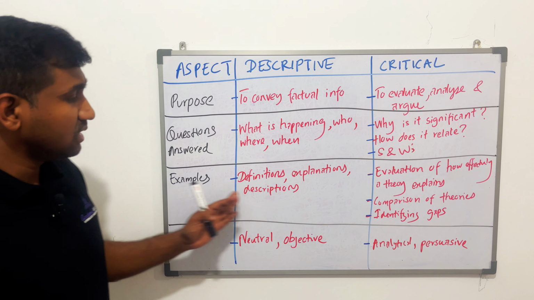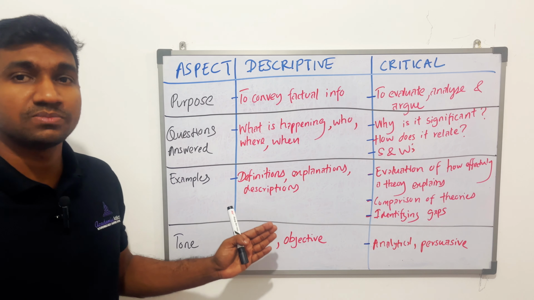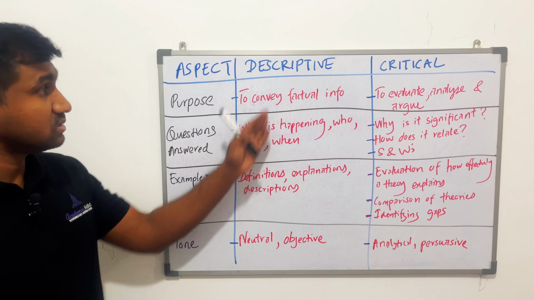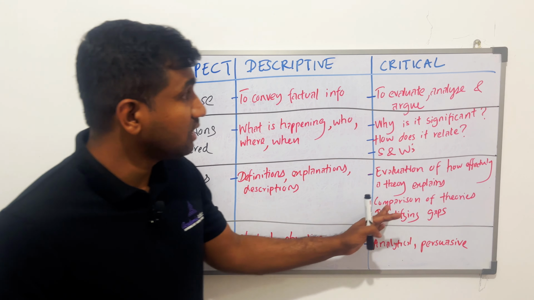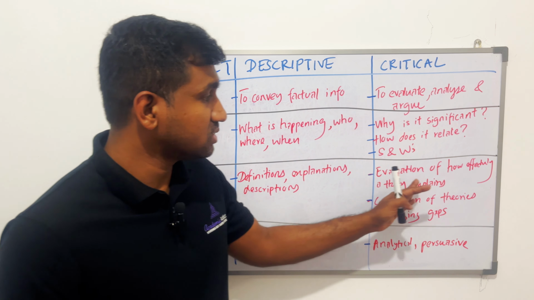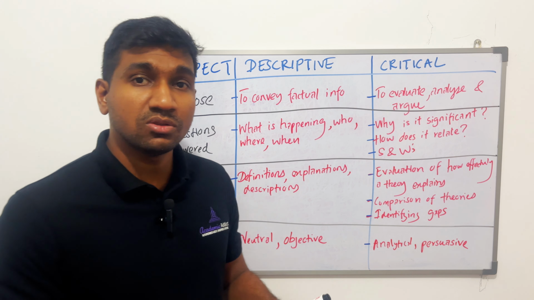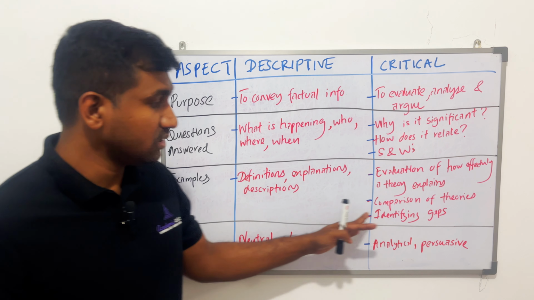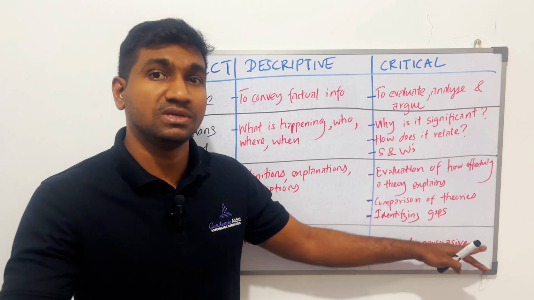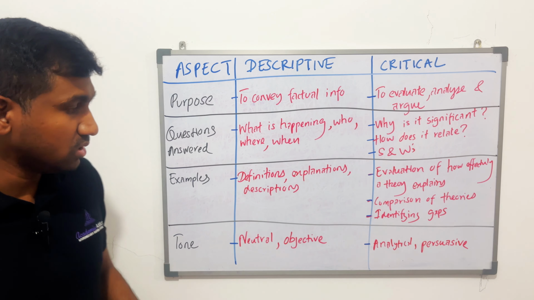So examples, definitions, explanations, descriptions. Right? I told you when you explain a theory, that is also maybe using definitions. So that also comes under descriptive writing. And then under critical writing, you have to evaluate, and here I have written evaluation of how effectively a theory is explained. So you are breaking down those complex ideas like I explained, and you're comparing theories. Also identifying gaps. What are the weaknesses in this theory or that application that you have applied using your chosen company?